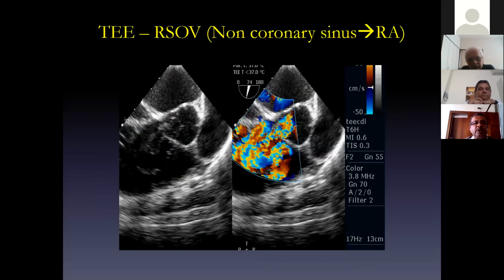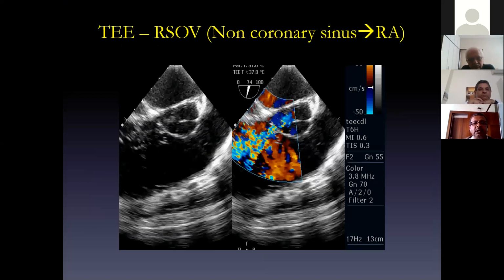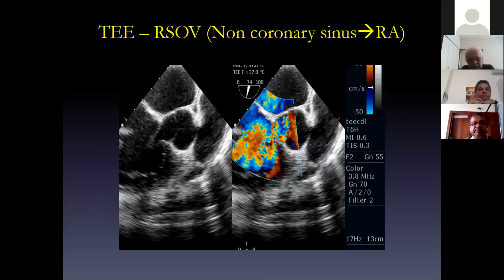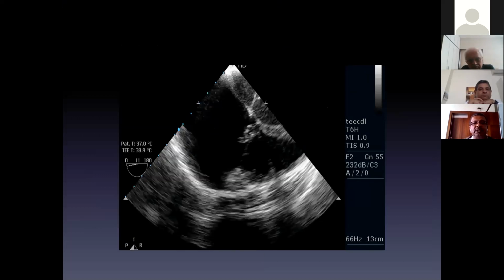This is a TEE picture, how nicely it is seen. This is how the picture looks. You could see the pulmonary RVOT. You can see the aorta in the middle. It is opening from the coronary sinus into the right atrium. As I told you, the TEE is absolutely important. You see here a lot of redundant tissue.